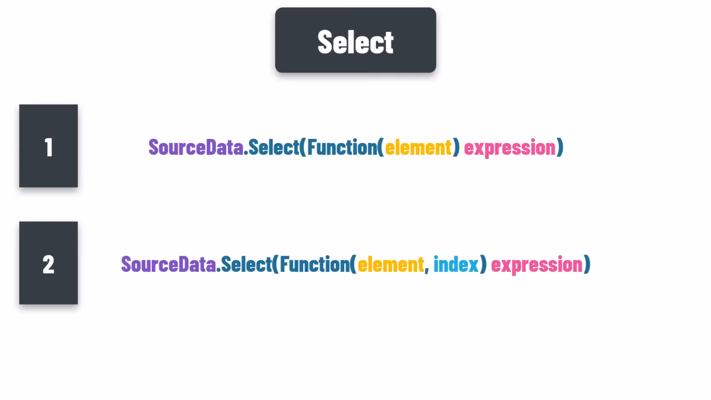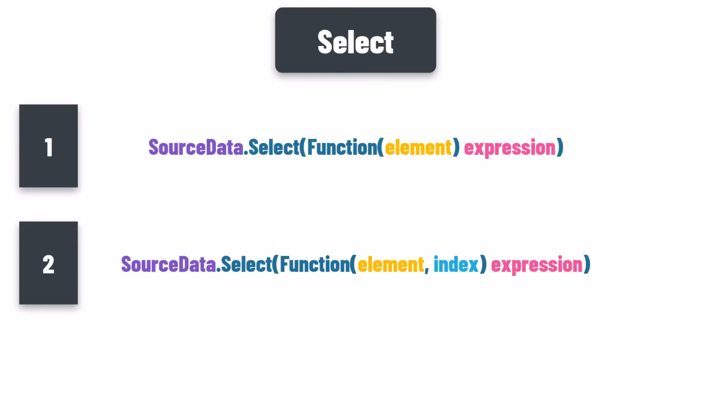Now, let's summarize what we have learned about these overloads. The first overload is used to project each element of a sequence into a new form. This projection can be as simple as selecting a single property from each element, or as complex as transforming each element into a new type or shape based on a specified expression.